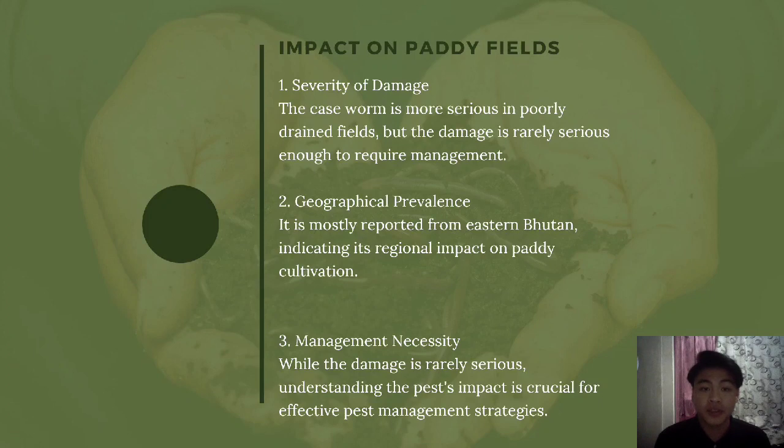The first one is severity of damage. The caseworm is more serious in poorly drained fields, but the damage is rarely serious enough to require management. Second is geographical prevalence. It's mostly reported from eastern Bhutan, indicating its regional impact on paddy cultivation. The third one is management necessity. While the damage is rarely serious, understanding the pest impact is critical for effective pest management strategy.